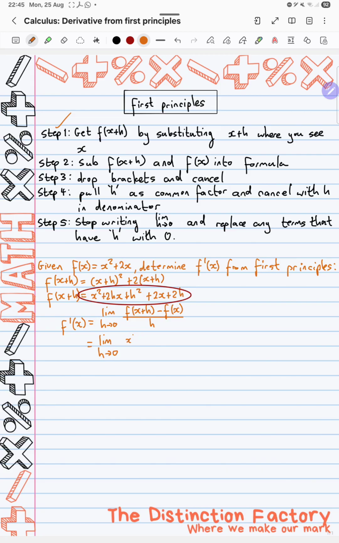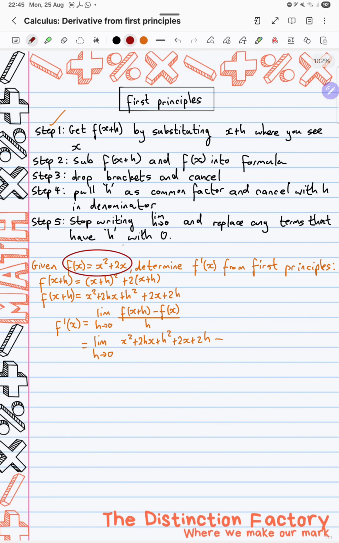So we're now going to have our x squared plus 2hx plus h squared plus 2x plus 2h minus, and now you see that the formula is asking for f of x. So I'm going to be subbing in my original expression that they gave me in the question as f of x. Now I would strongly advise that you sub this in brackets so that you remember to distribute the negative correctly. And at that point, step 2 is done.